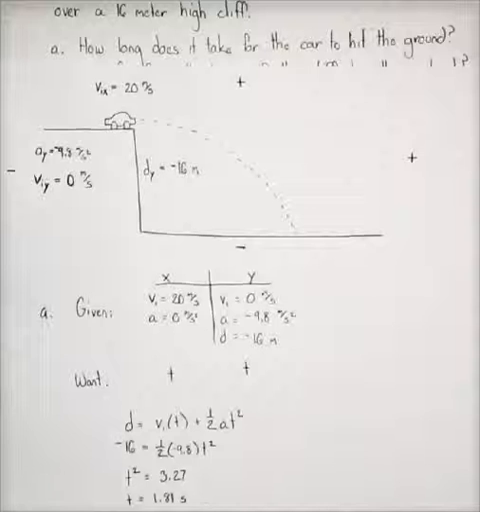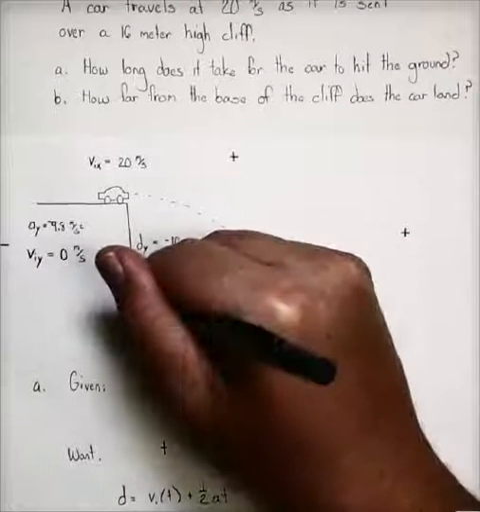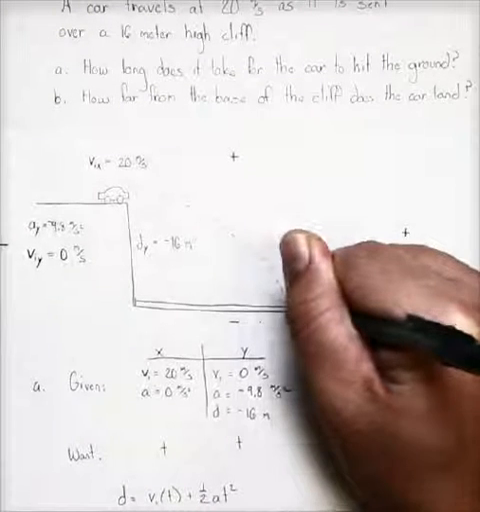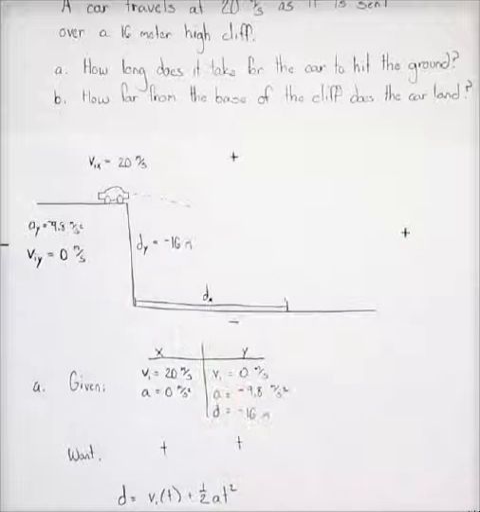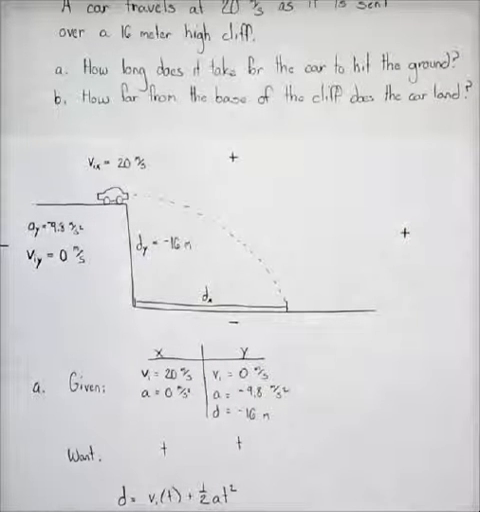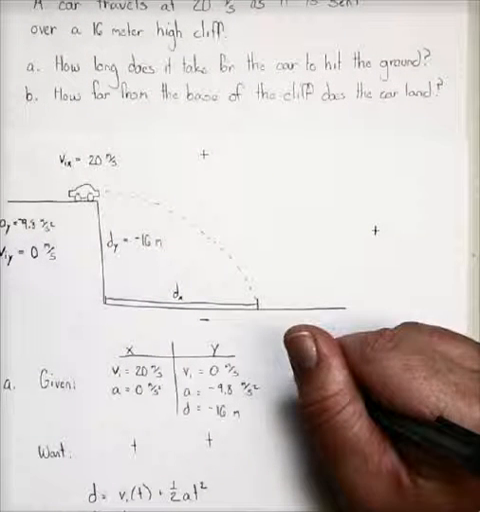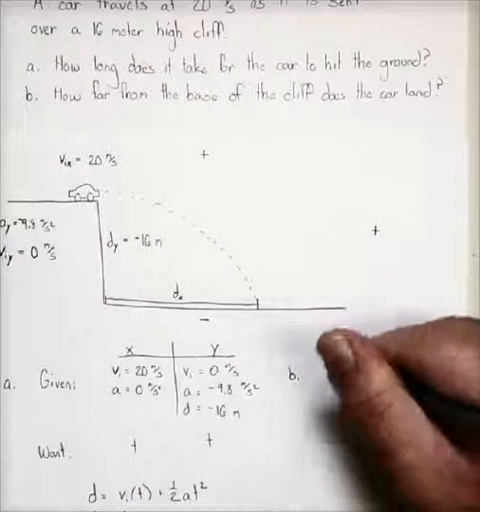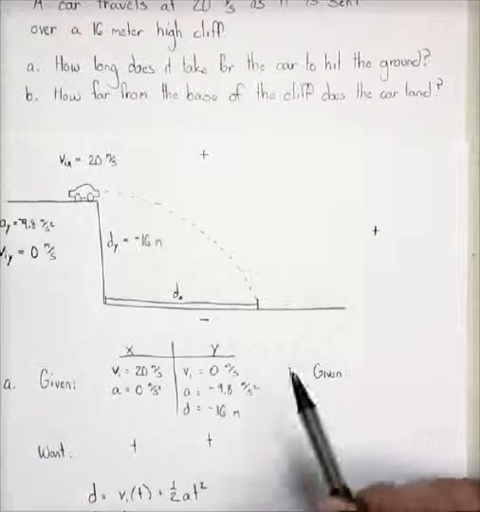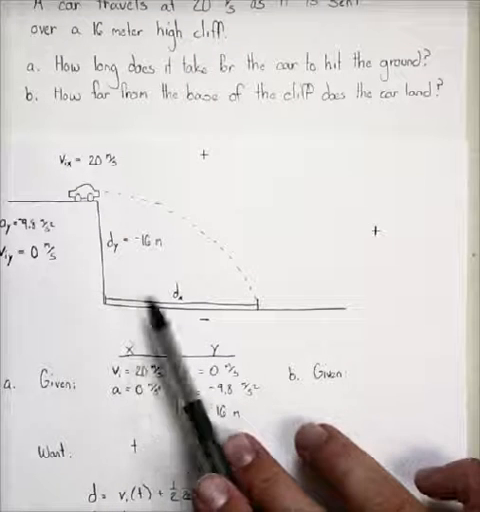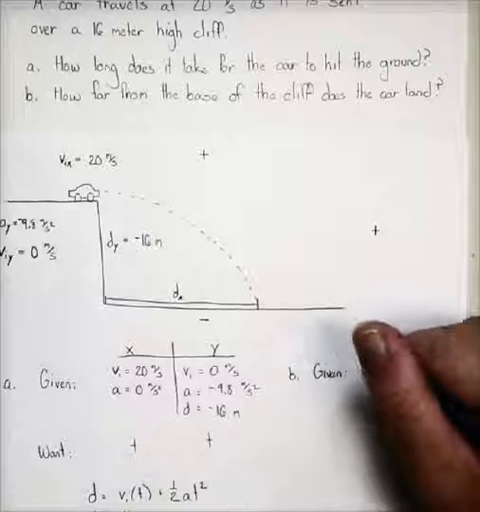Now, for part B, how far from the base of the cliff does the car land? So now we're looking for this distance. And notice that this is in the x direction. And we have an interesting case here. Something kind of fun happens with this problem. And I'm going to list it right over here just so that we can see it with the drawing. If we look at our givens, we don't even have to list the y direction in this, because we know we're looking for something that is exclusively in the x direction. So we really just need our givens in the x direction.